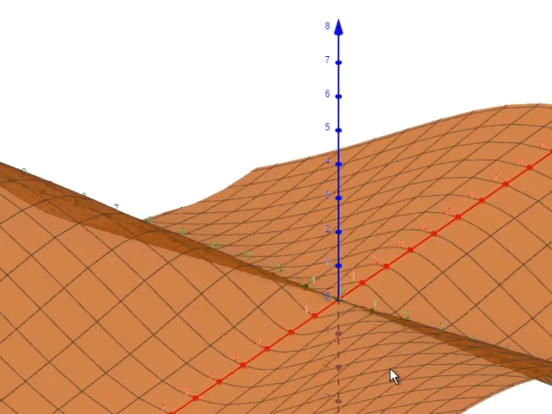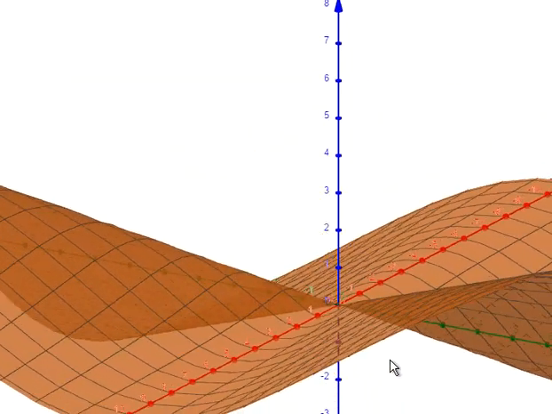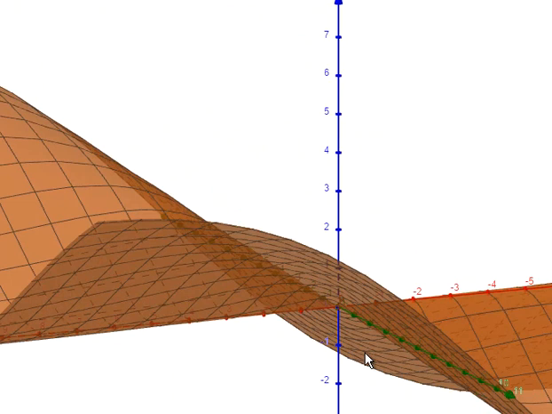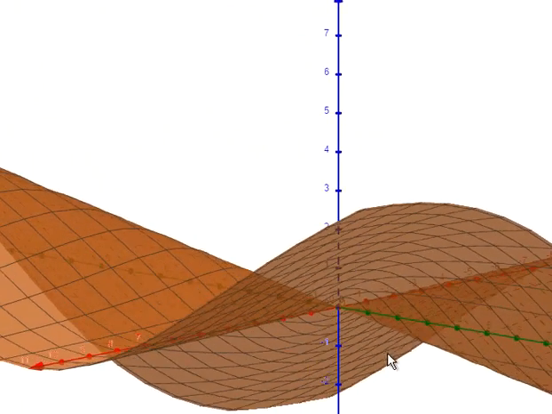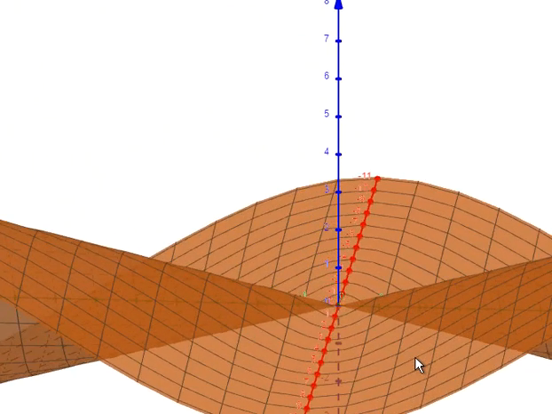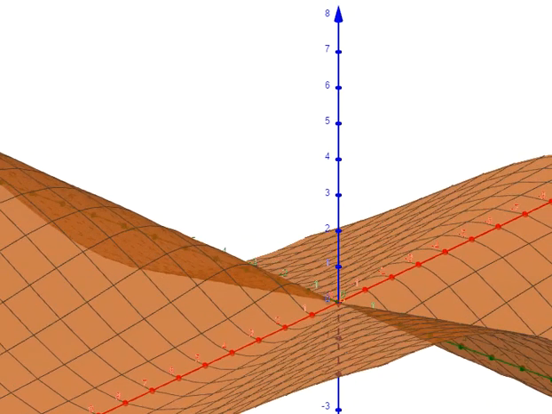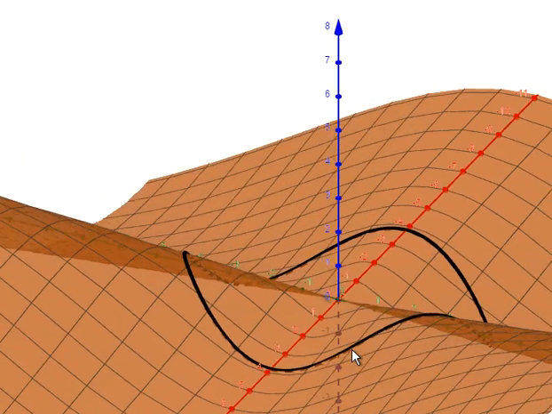Now, looking at that problem, here's the surface that we're looking at for that function, which was x y squared all divided by x squared plus y squared. Now, I'm going to embed that polar curve on this particular surface.